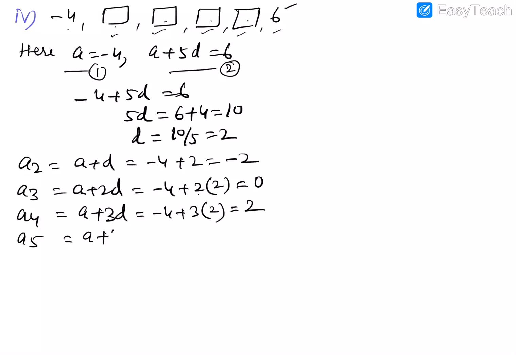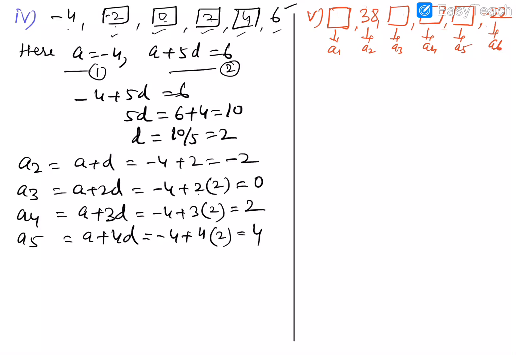a5 is given by a plus 4d, a is -4 and d is 2. 4 2s are 8, so it gives positive 4. These are the unknowns. So we will put -2, 0, then 2, then 4.